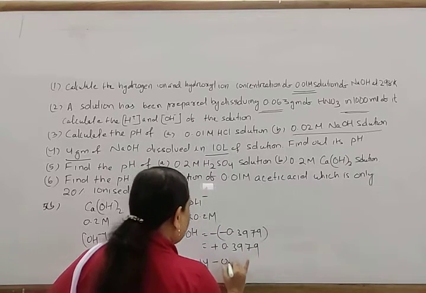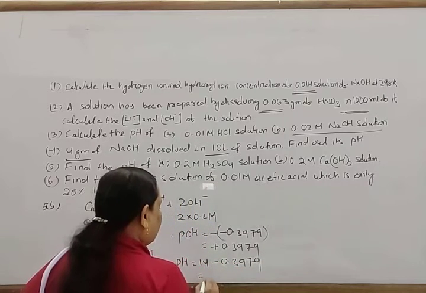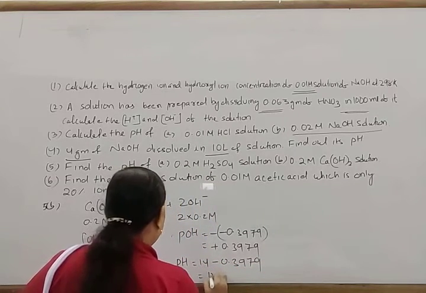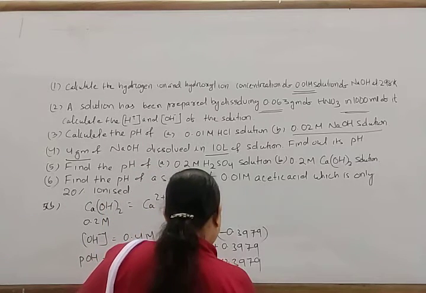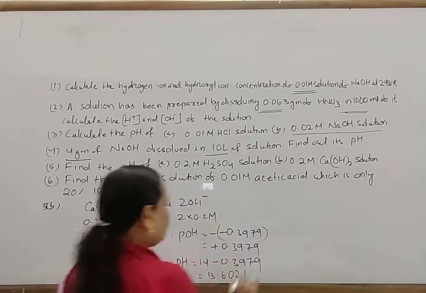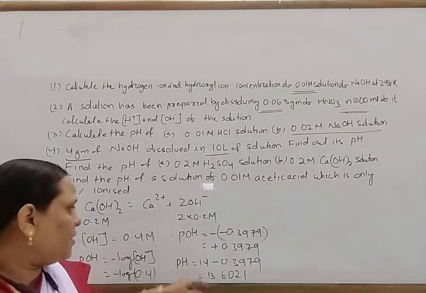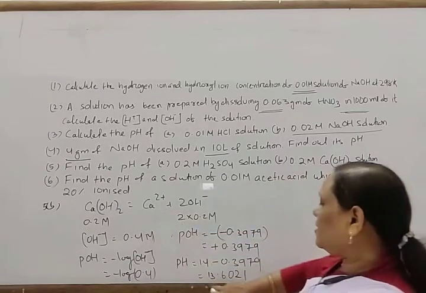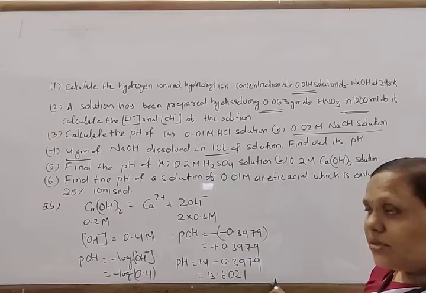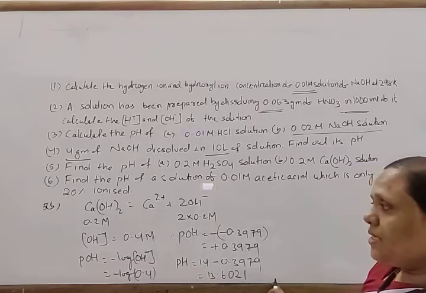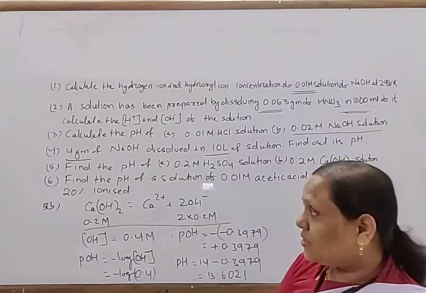Now what is the value of pH? 14 minus 0.3979, that is equal to 13.6021. So its pH value is 13.6021. In this way we can find out the pH and pOH values. So these are the steps to find the concentrations.